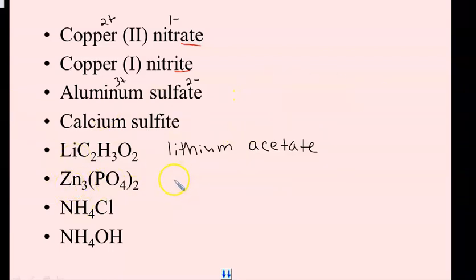Well, that is zinc. Zinc doesn't need a Roman numeral because it's always a 2. And then PO4 is phosphate. See, the numbers have already been switched for us.